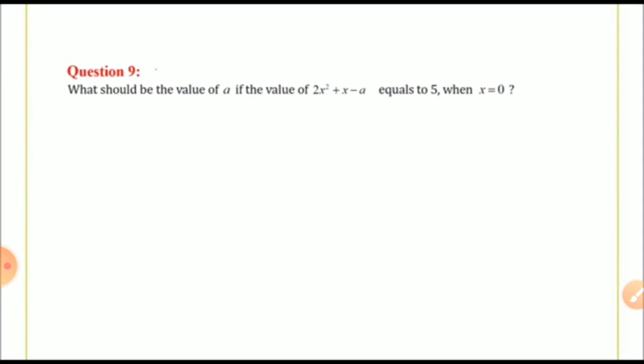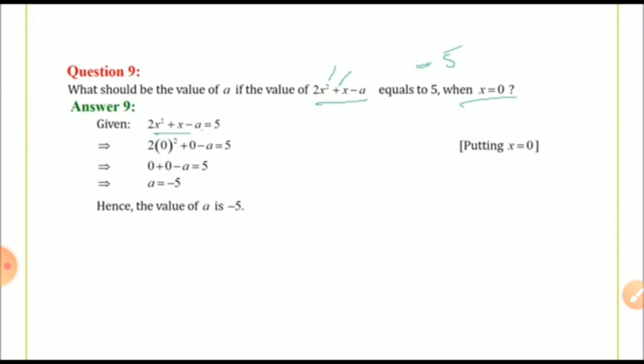Question number 9. What should be the value of a if the value of 2x square plus x minus a is equal to 5 when x is equal to 0? Very simple. Equal to 5, given, beta. Whenever a is equal to minus 5, then and only then we will get this expression equal to 5, otherwise it is not possible.